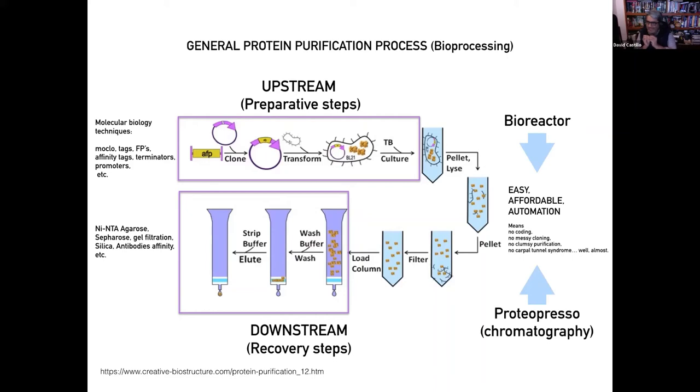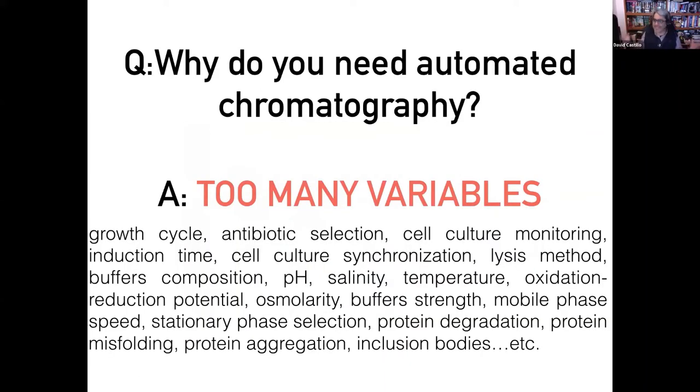The idea is that both systems will be combined to create something that we call easy, affordable automation. It means that you don't have to be involved in coding, no messy cloning, no clumsy purification, no carpal tunnel syndrome from pipetting a lot. So yeah, that's the idea. But what is the need that we are covering?